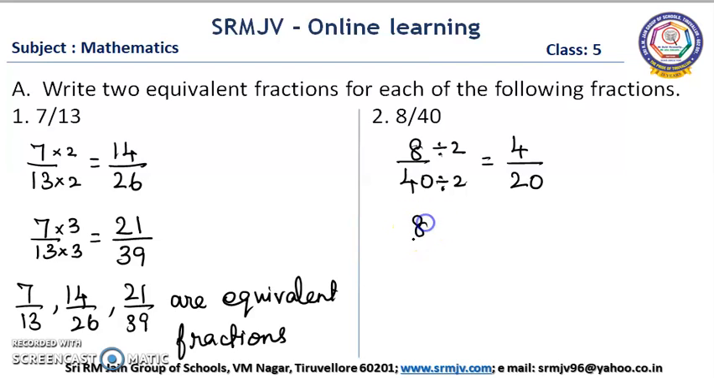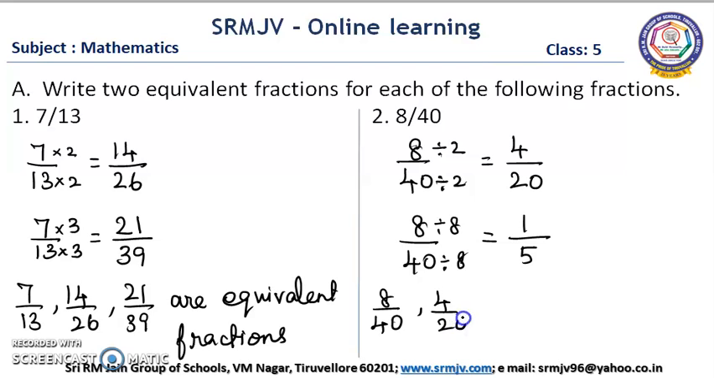Then, 8 by 40. Here, both the numbers are divisible by 4 and as well as by 8. Now, I am going to divide the numerator and denominator by 8. 8 divided by 8, then 1. 40 divided by 8, that is 5. So, 1 by 5 is the second equivalent fraction. So, 8 by 40, 4 by 20 and 1 by 5 are equivalent fractions.